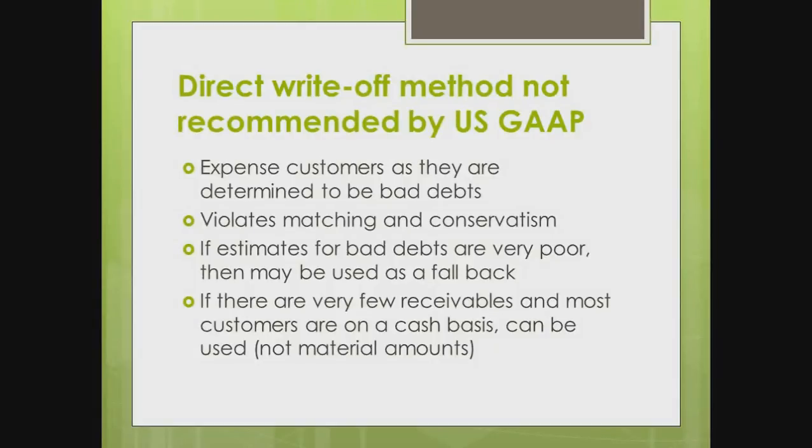Small companies with very few accounts receivables probably will do this. It's not easy to estimate bad debts when you have very few accounts receivable. Or if you go through the process of using the allowance approach and you use either the income statement or balance sheet approach, and you don't get anywhere close to the estimate compared to the actual, then you may just simply do this for lack of something better.